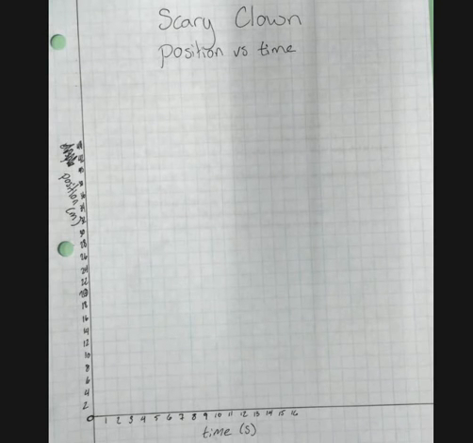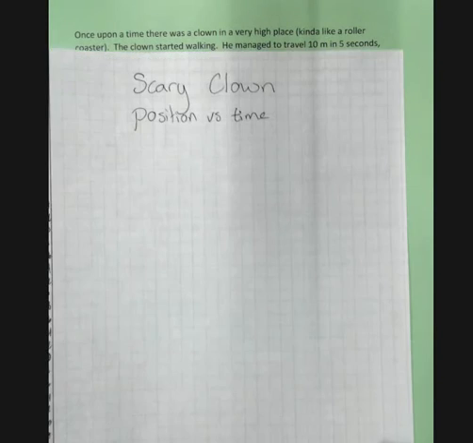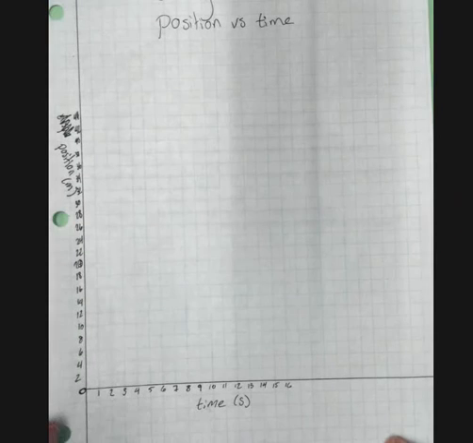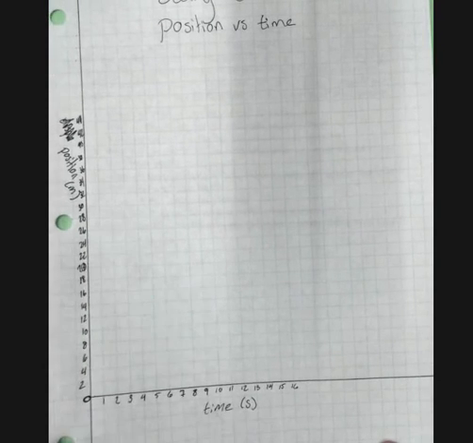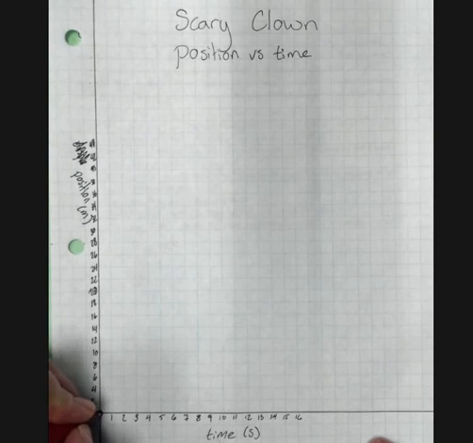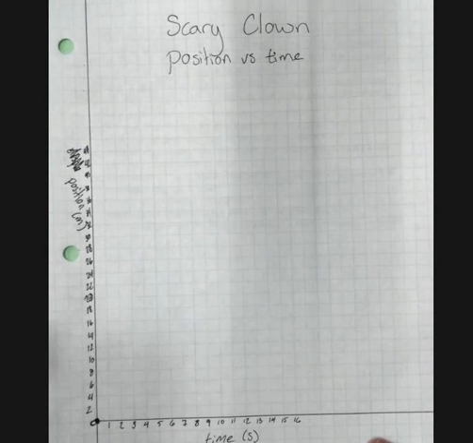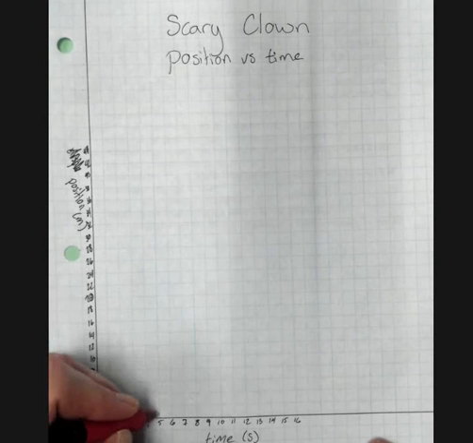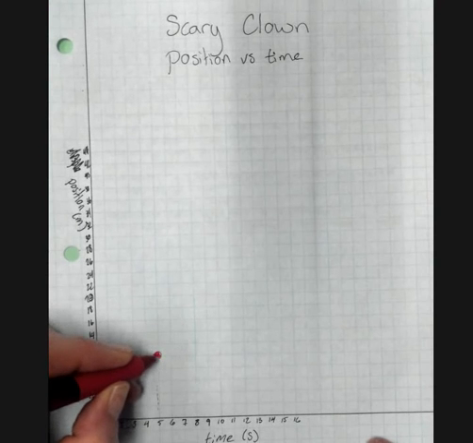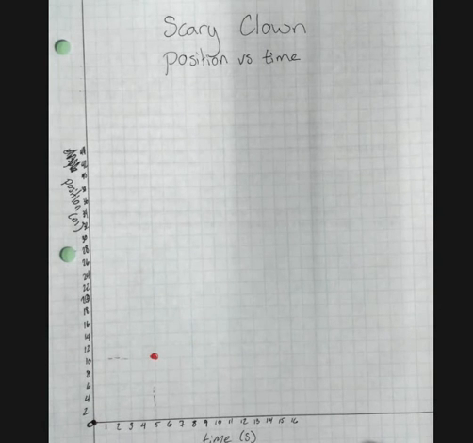Alright, so what we're going to have to do is consider each thing. The first thing that we're going to consider is that the clown starts walking 10 meters in 5 seconds. So he's starting, so we're establishing the start time and the start position. I'm going to say that at time equals 0, his position was 0, like he was 0 meters away from where he started. And in 5 seconds, he was able to travel 10 meters. So that means that he made it right there in the first 5 seconds.